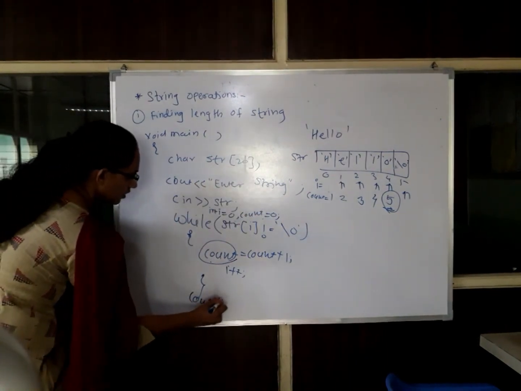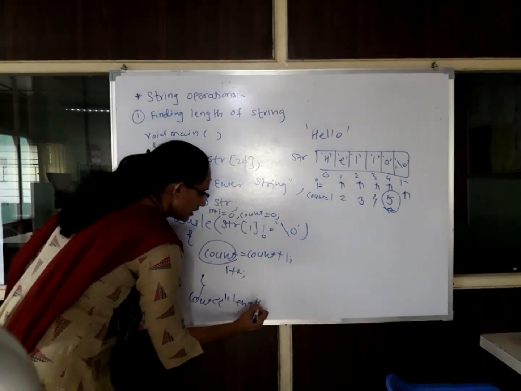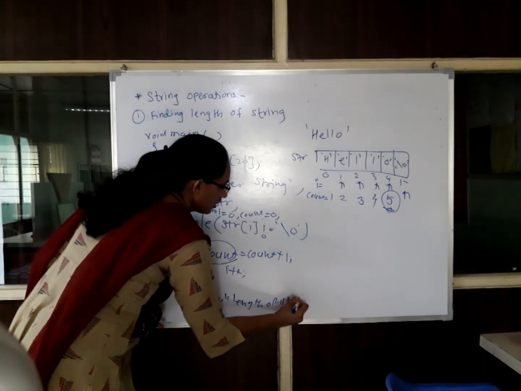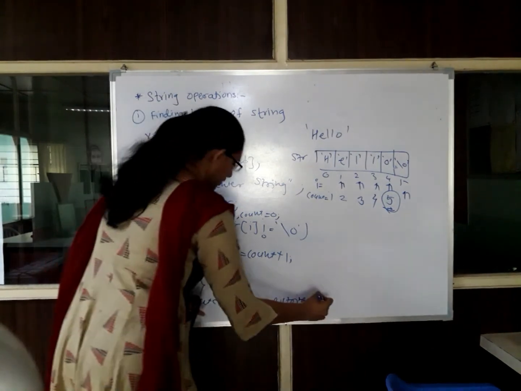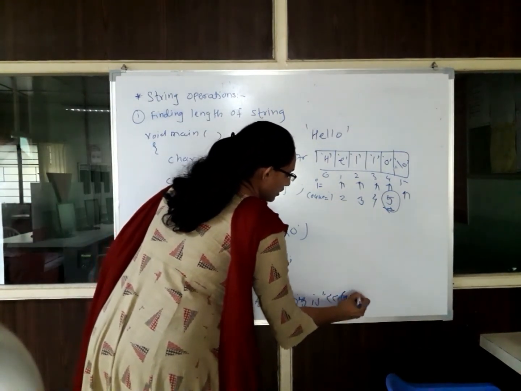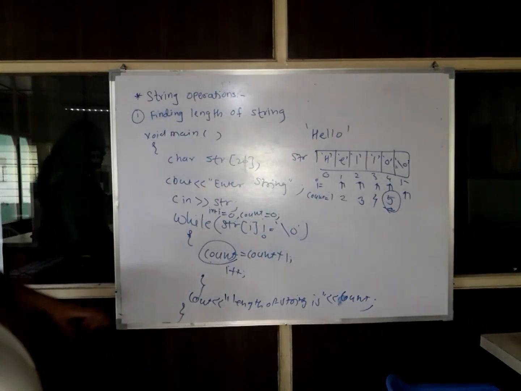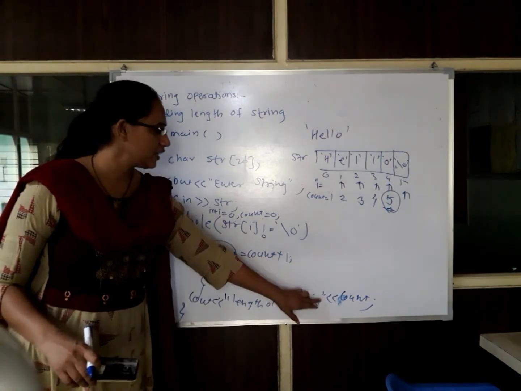cout "length of string is", that is stored in the count variable, and close. So the length of the string is 5.